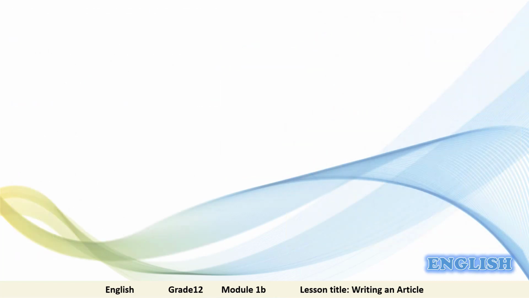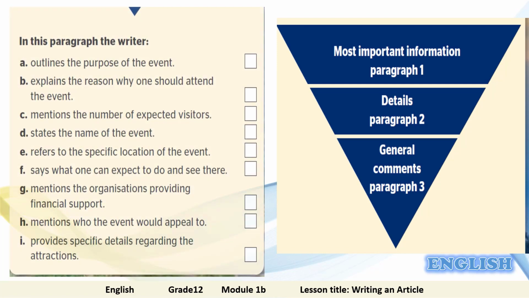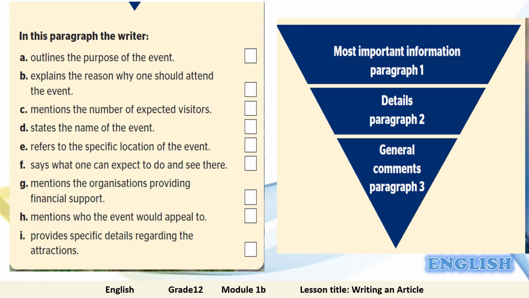I need you to open your books on page 19. You will come across the same flipped triangle. Right under the triangle, we have a list. This list has pieces of information that should belong to each of these paragraphs. So let's work it out together.